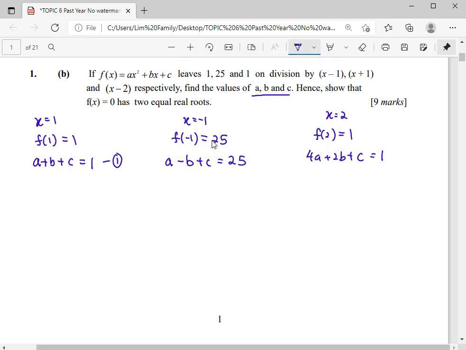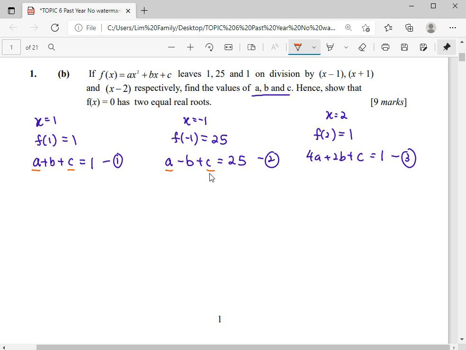So this is our first one. This is our second one. This is our third one. So kita boleh nampak apa yang sama. Kita boleh nampak A, C sama, AC sama dalam equation 1 dan 2. Means that we can operate these two equations first. We eliminate our AC, we can get B.